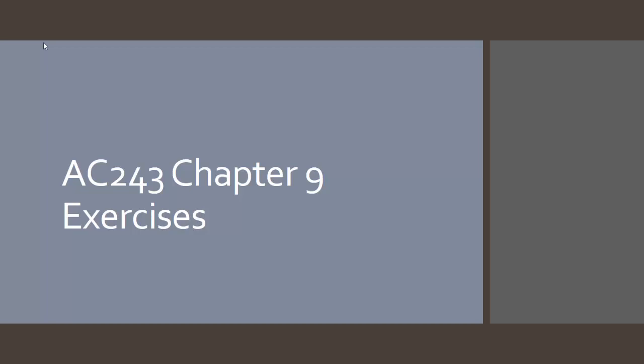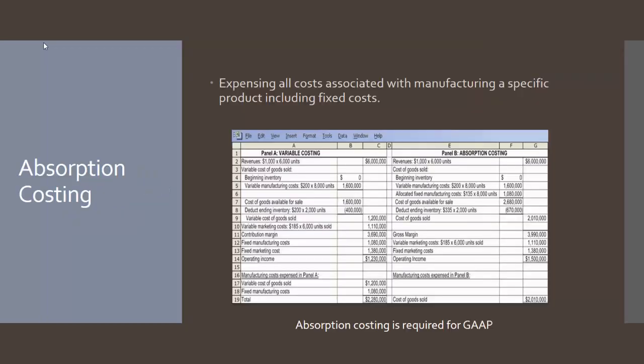This is an example exercise for Chapter 9, which deals with absorption costing, and it also deals with our denominator level capacity. So first things first, what is absorption costing? Well, it's a rule required by GAAP that says for all of our fixed costs, we have to absorb some of those fixed costs into our inventory production.